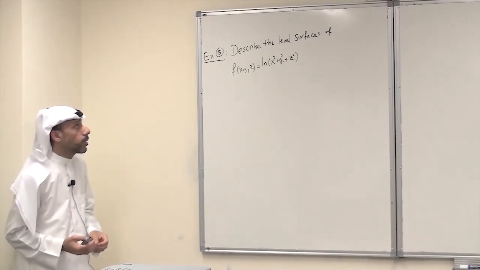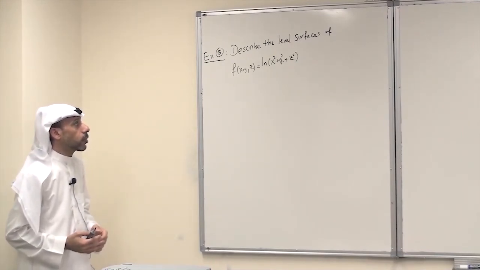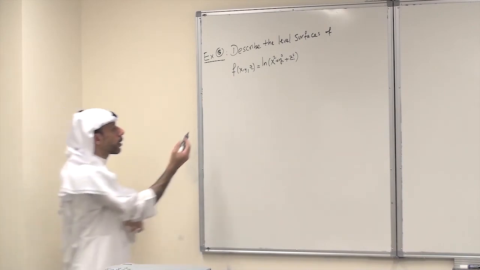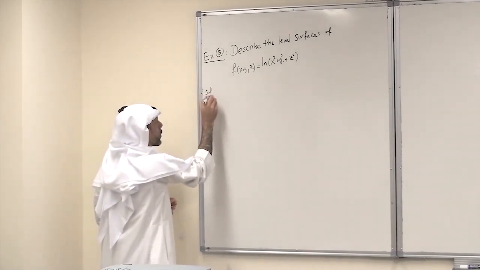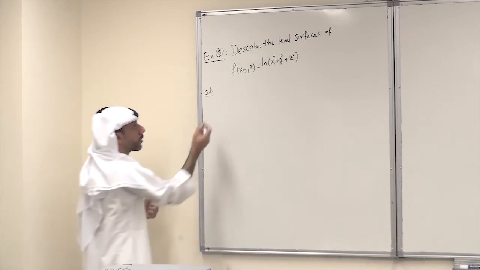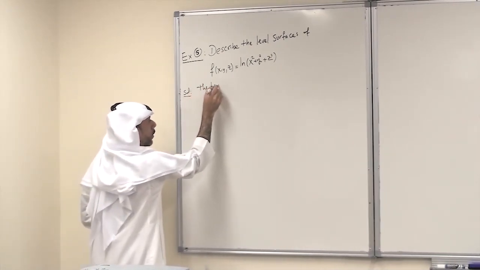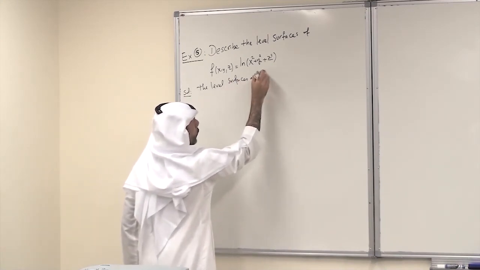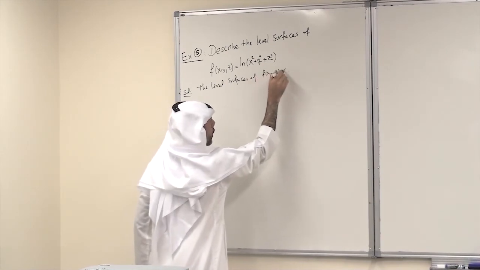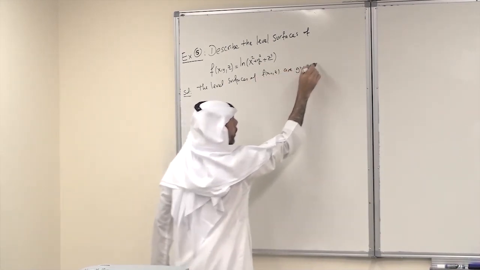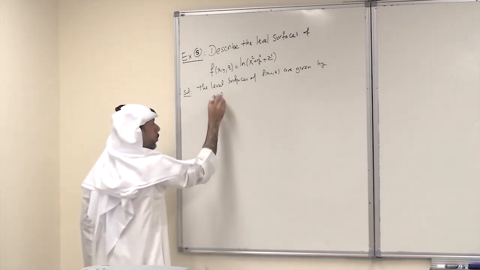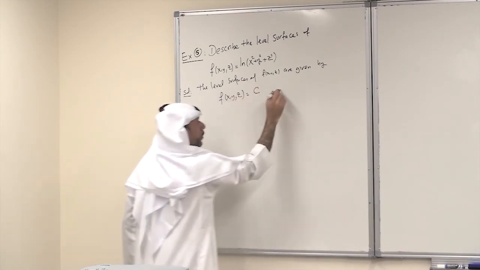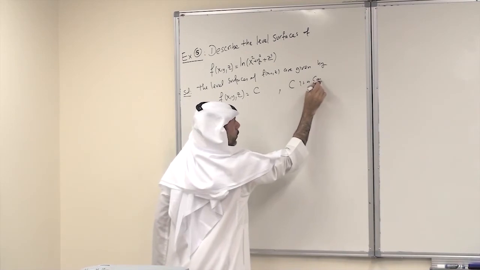We consider the following problem. Describe the level surfaces of the function f of x, y, z equals ln of (x squared plus y squared plus z squared). So again, for the solution, you apply the definition directly. The level surfaces of f of x, y, z are given by the equation f of x, y, z equals c, where c is a constant.